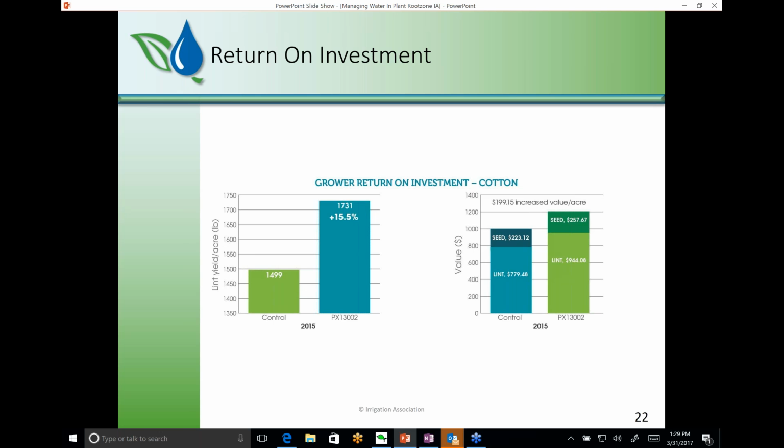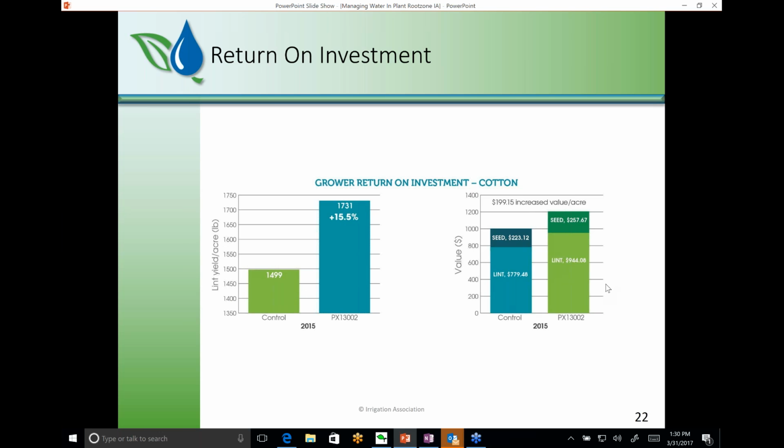So if you look in 2015 and we look at cotton lint per acre in pounds, the typical irrigation regime with no water management chemistry produced 1,499 pounds per acre. When we added an application of a water management chemistry, it took the lint yield up to 1,731. That's a 15.5% increase over the control.